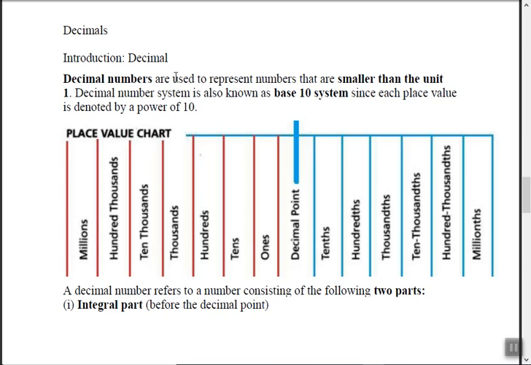They are used to represent numbers that are smaller than 1. Unit means 1. The decimal number system is also known as the base 10 system, since each place value is denoted by a power of 10. Power of 10 means what? See this. Ones means 10 raised to 0. Tens means 10 raised to 1. Hundreds, 10 raised to 2, 10 raised to 3, 10 raised to 4. That way it goes on. That's why it's called power of 10. Similarly on the other side, only when you go to the other side, instead of raising to a power, you will have to divide by 10, 10 square, 10 cube. It will be like that.